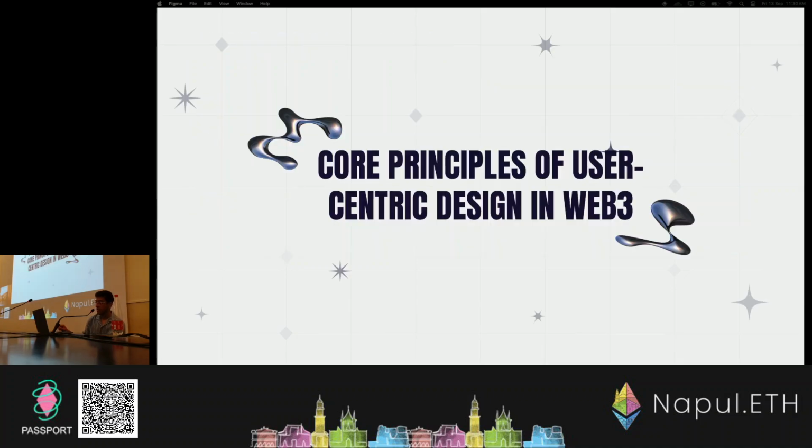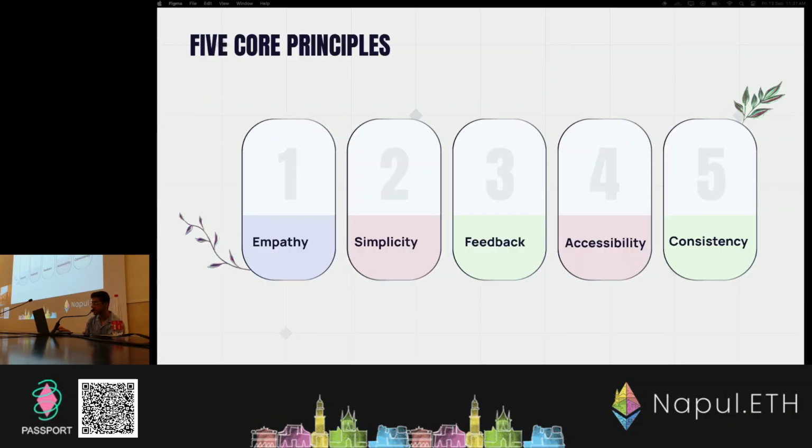So how do we solve that? Here are some core principles that I like to use for user-centric design in Web3. Just a recap of what user-centric design is: you keep users as the paramount thing. You design for them. Users are at the center of every decision you take, especially when it comes to the product, the information architecture, the flow side of things. And these are the 5 core principles of that.